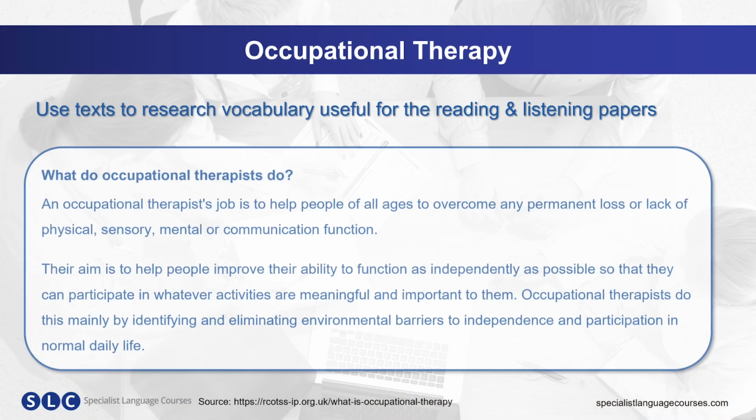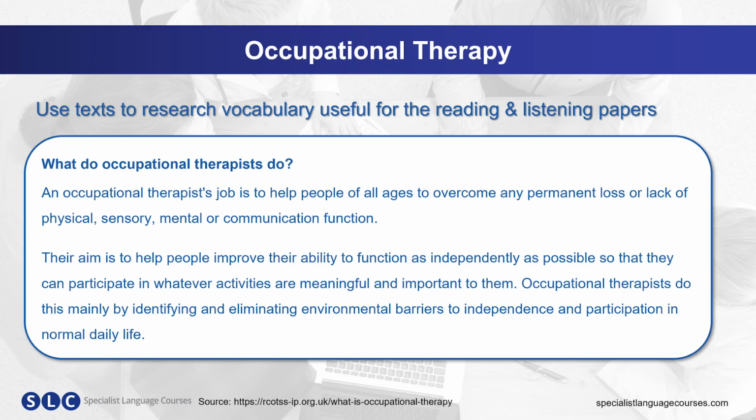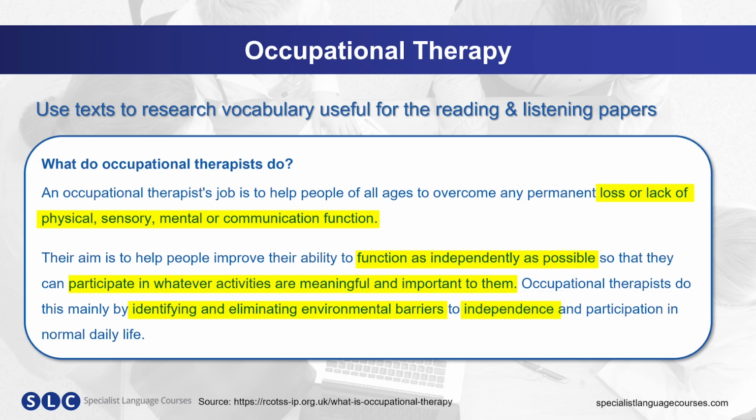Here we have an extract taken from the Royal College of Occupational Therapists. We can use text like this to develop our vocabulary. For example, here we can find loss or lack of physical, sensory, mental or communication function. Function as independently as possible. Participate in whatever activities are meaningful and important to them. Identifying and eliminating environmental barriers. Independence. Participation in normal daily life.